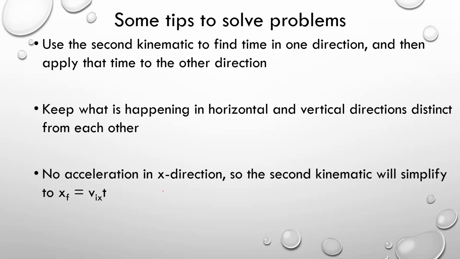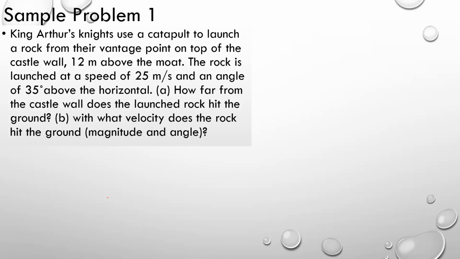Remember that there is no acceleration in the x direction, so the second kinematic will simplify to xf equals vix times t. So the final position is equal to the velocity in the x direction times the amount of time the object is traveling for. Lastly, draw stuff out. Here is sample problem number 1.